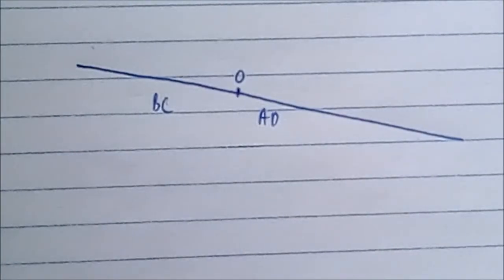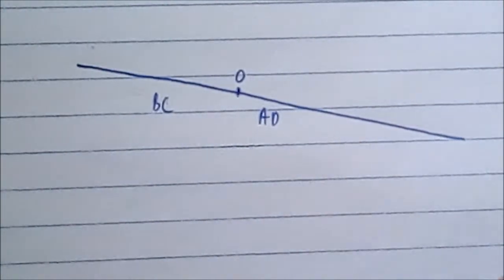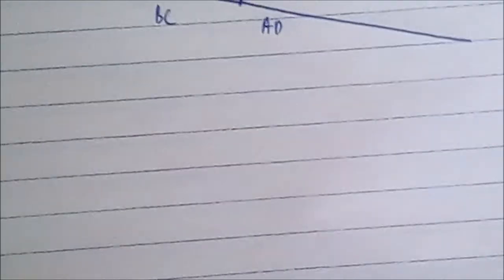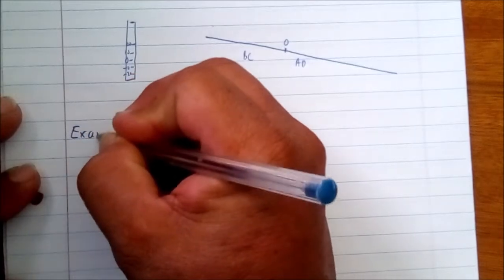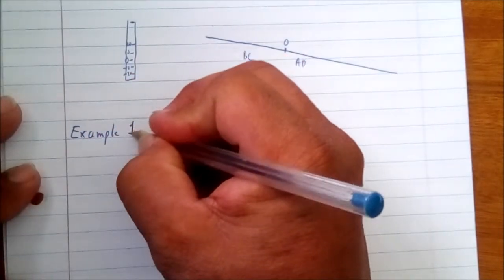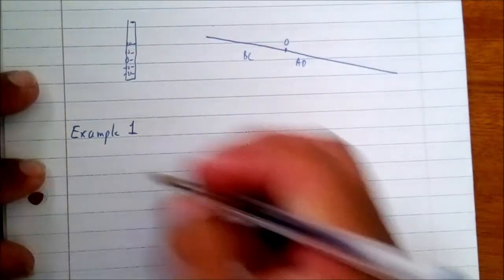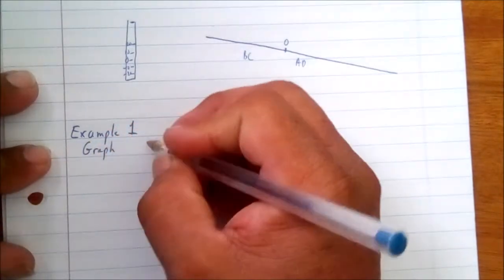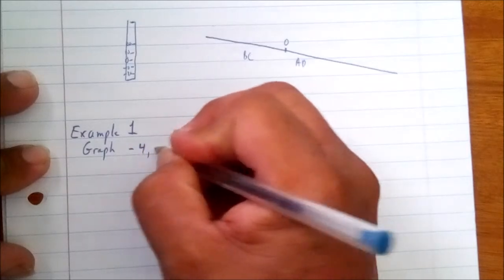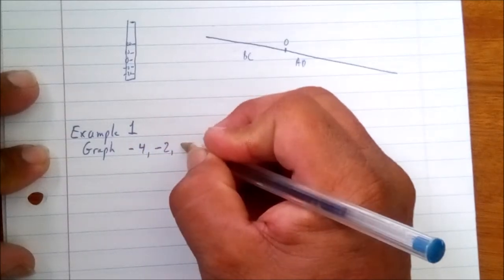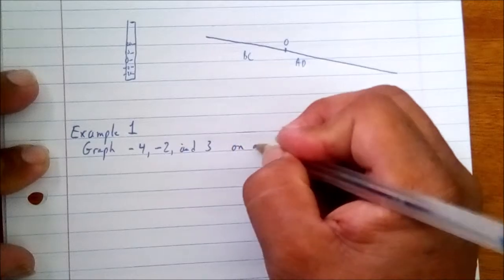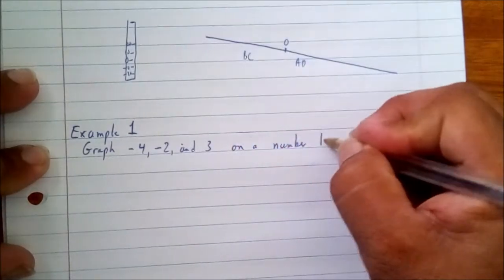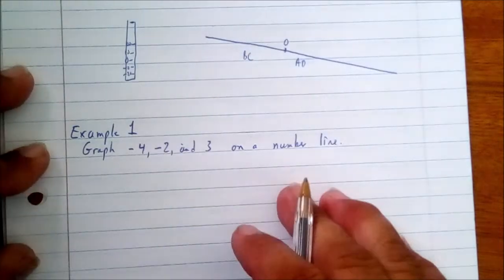All right. So then, let's now graph integers on a number line. Let me give you an example. Let me zoom back out. So an example is here. Let me put this as example 1, and let's say I give you: graph -4, -2, and 3 on a number line. You are to graph this information on a number line.